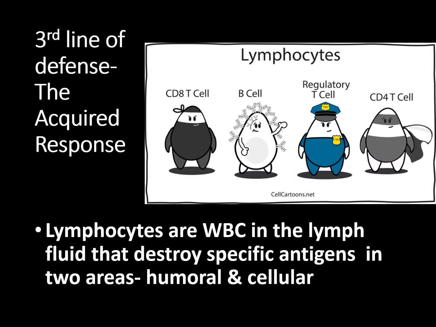The acquired response includes a whole bunch of different white blood cells. They're all lumped under the word lymphocytes. They are white blood cells in the lymph fluid. They destroy specific antigens in two different areas, humoral and cellular. What the heck is humoral?